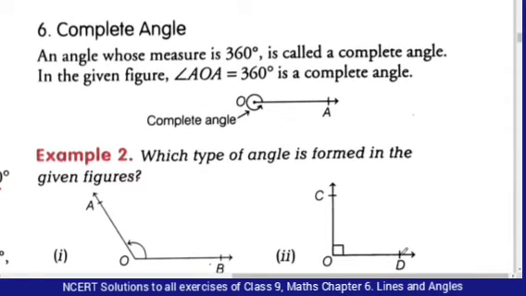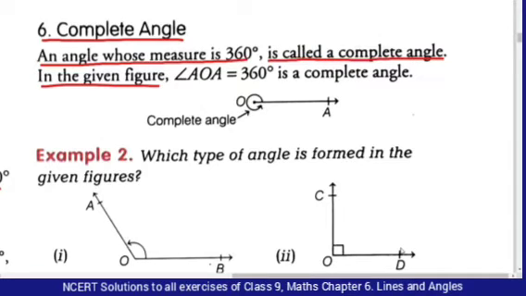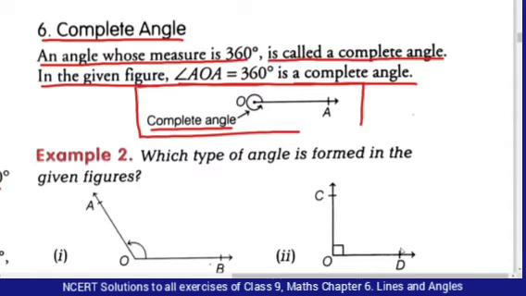Next type of angle is complete angle. An angle whose measure is 360 degree is called a complete angle. In the given figure, angle AOA is 360 degree, a complete angle. So this is the figure for a complete angle.